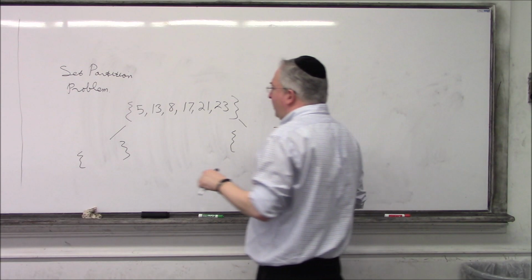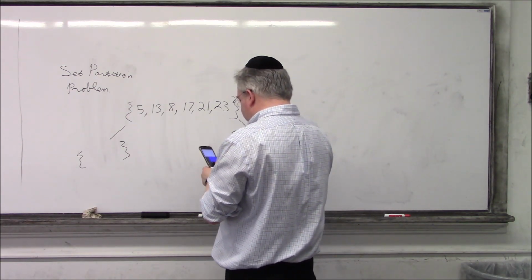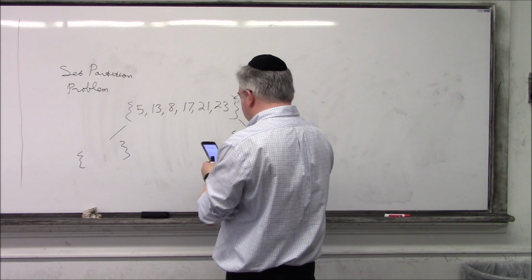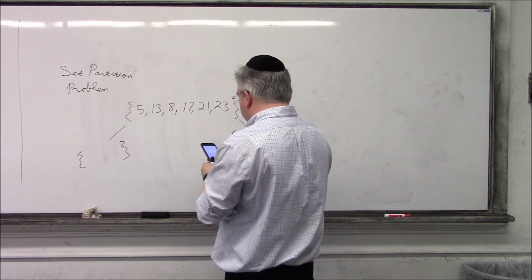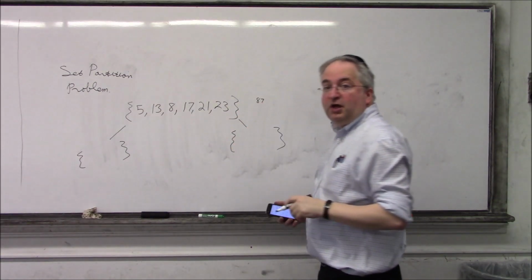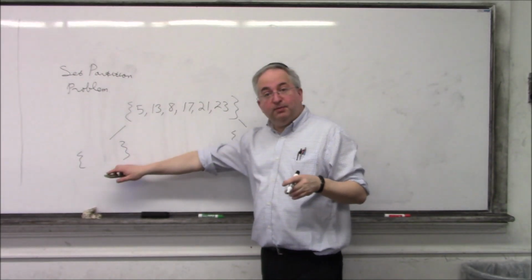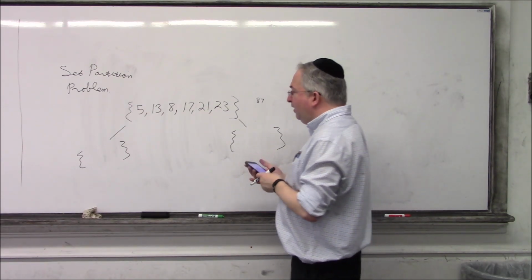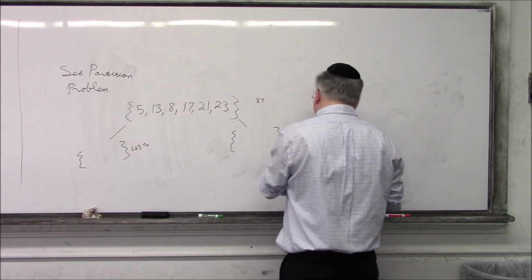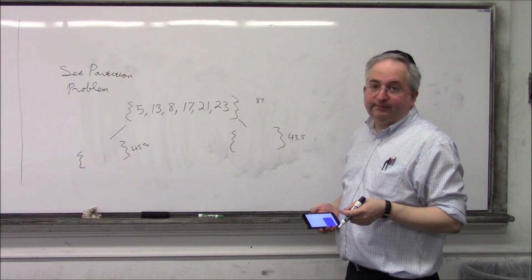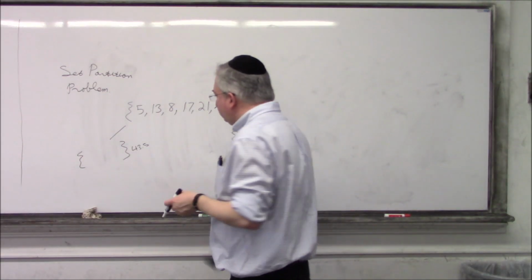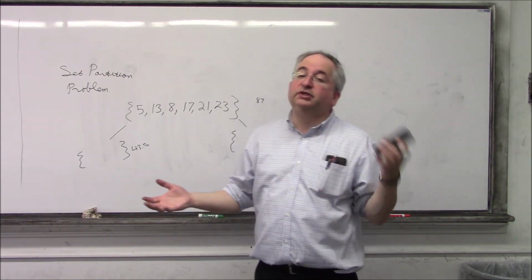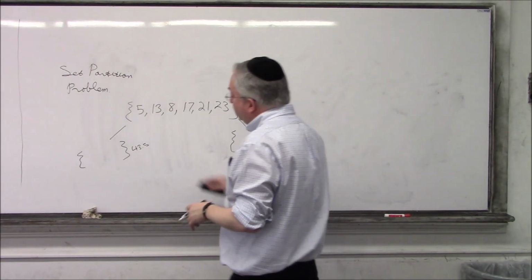Now, let's just add them up. 5 plus, let's do it with a calculator because it's easier. 5 plus 13 plus 8 plus 17 plus 21 plus 23 is 87. Okay? 87. So if I wanted half of those numbers to be here and half of them to be here, then I would need 43.5 in here and 43.5 in here. No way in the world we can do it. So the answer to this problem, can I split the set such that the sum of all these is equal to the sum of all these, is no. But let's change the problem.